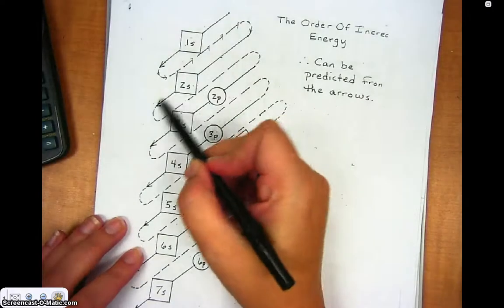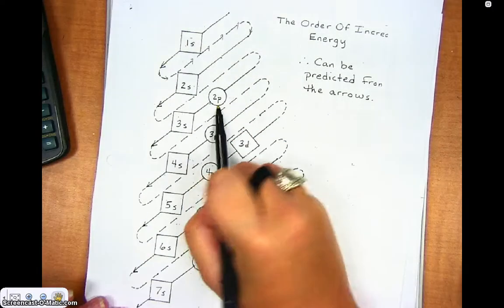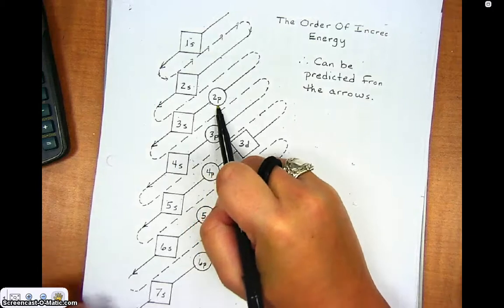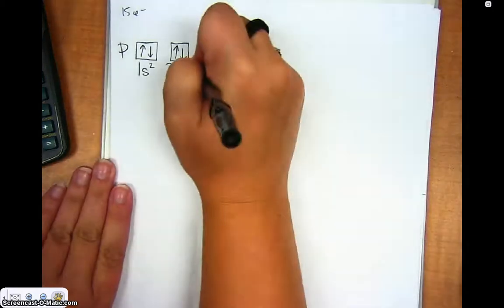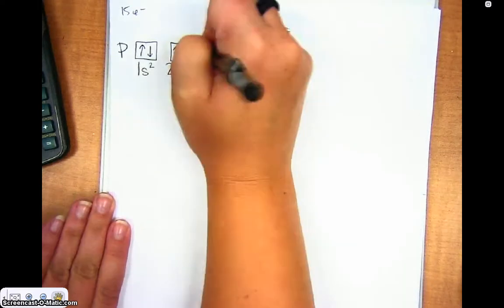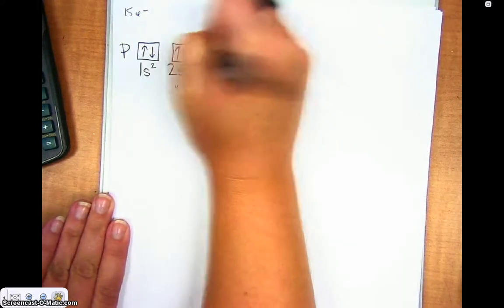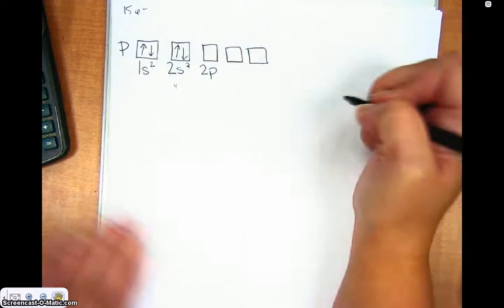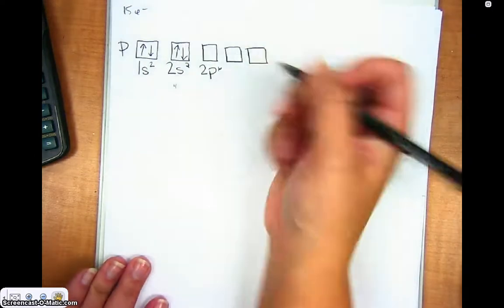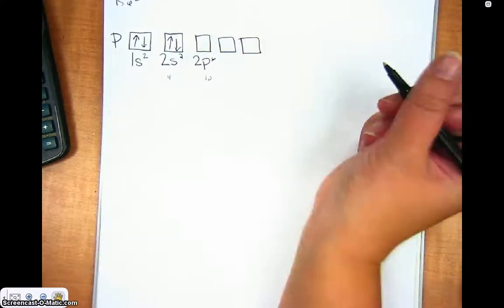Now I follow my arrow around like this, and I get to the second energy level, the p sublevel. And remember that the p sublevel has 3 orbitals. So instead of just one box, I'm going to draw 1, 2, 3 boxes, for a total of 6. So now I would be up to 10 electrons.